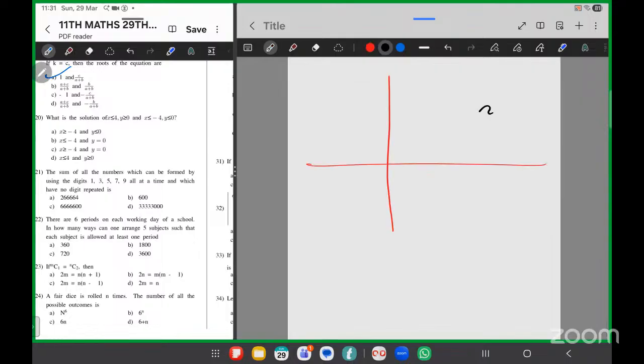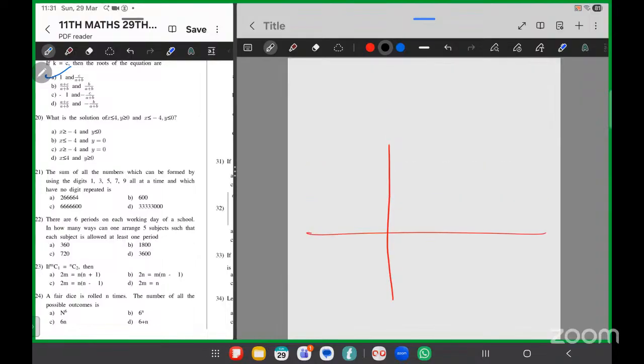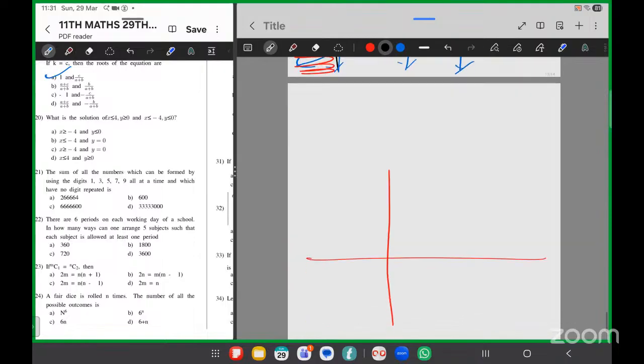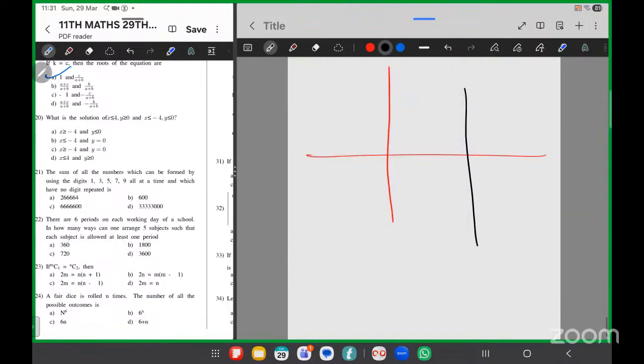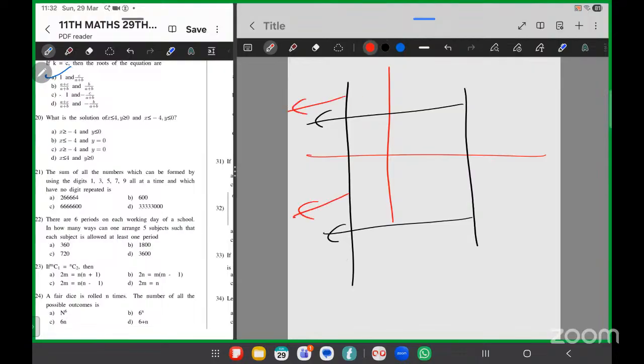X less than 4. X less than 4 means this area. X less than minus 4 means this area. So the common area is x less than minus 4 only. X less than minus 4. So option B is the correct answer.